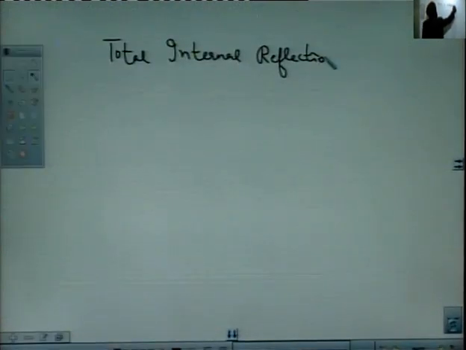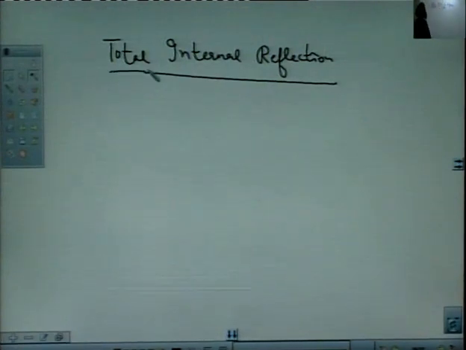Another important phenomenon which we will discuss today is total internal reflection. First we studied reflection of light, then we came to refraction, and once again we come to a very different, very important phenomenon, which is called total internal reflection.